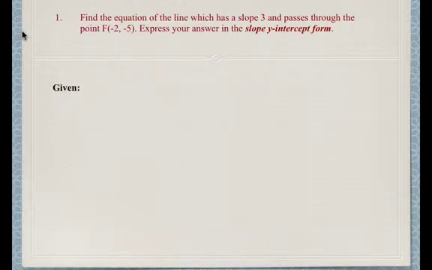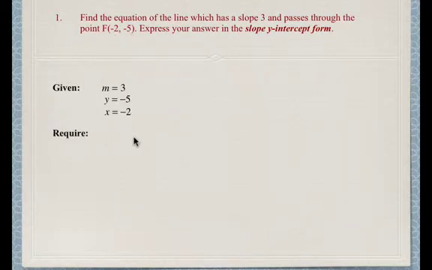So we have to figure out what we're given. The first thing we're given is the slope equals 3. So that means in y equals mx plus b that m is equal to 3. We're also given a point on the line. The first number, -2, represents the x-coordinate of a point on the line, and the second number, -5, represents a y-coordinate on the line. So we know that y equals -5 and x equals -2 from this point.